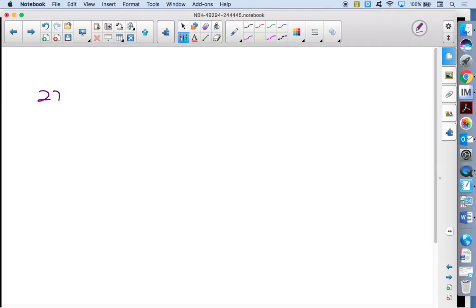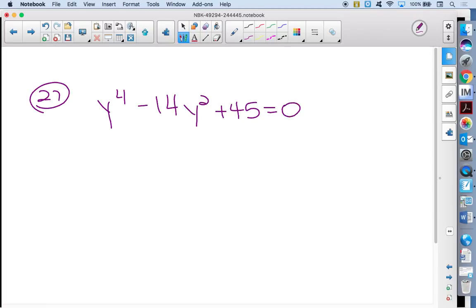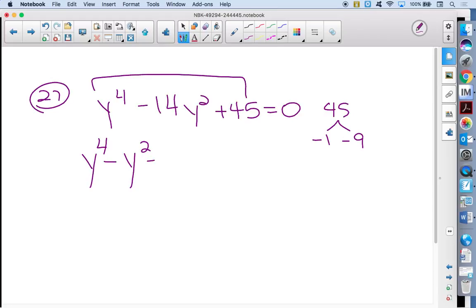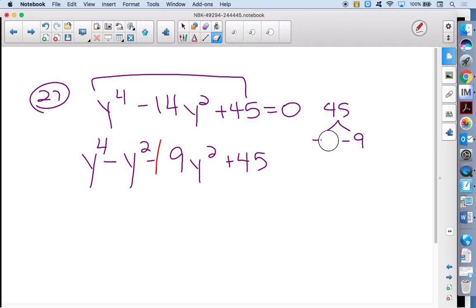27 says y to the 4th minus 14y squared plus 45. So Sarah, how do you think you'd start solving it? You'd make the middle term into 2... So it'd be -5 and -9. Right, yep. So we would have y to the 4th, minus 5y squared, minus 9y squared plus 45. Should that be -5y? Oh, -5 and -9, yep, thanks.